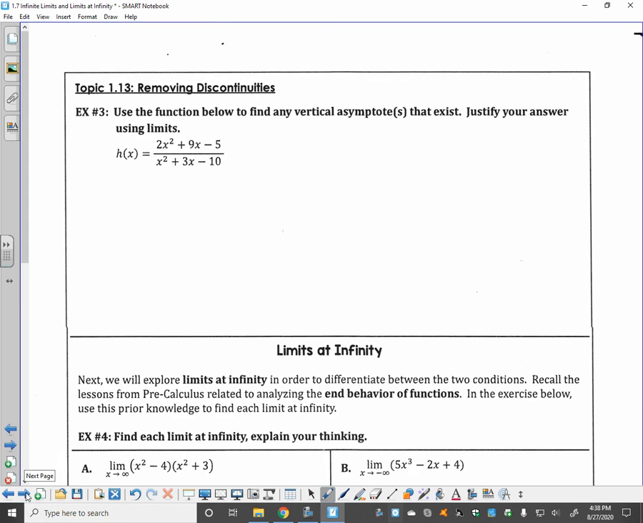Okay, removable. Use the function below to find any vertical asymptotes that exist. Justify your answer using limits. Okay, so they've just given me a function. Now I'm supposed to find any vertical asymptotes that exist, but the kicker is I'm supposed to justify my answer using limits. I can't just factor, cancel, and what doesn't cancel state it's a vertical asymptote. I have to show how a limit shows you it's a vertical asymptote.